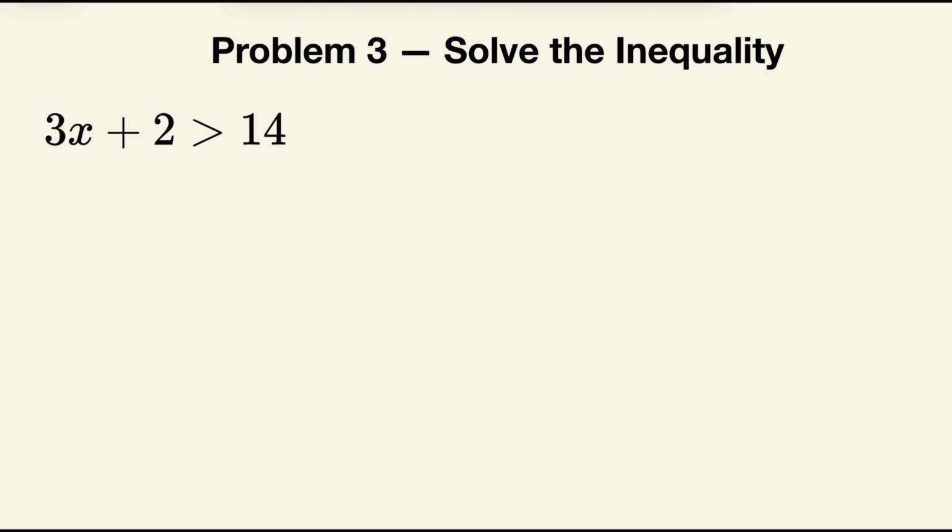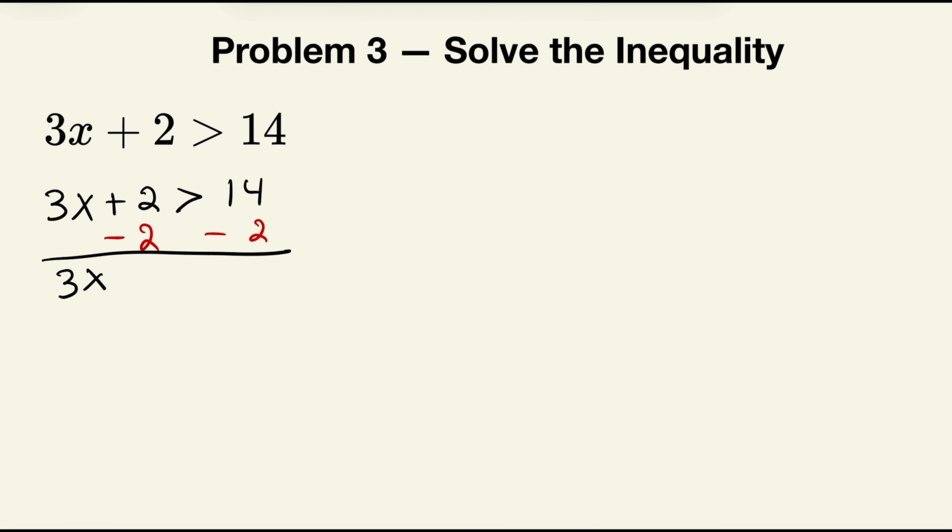Okay, so for problem number 3, we're going to solve the inequality. I'm going to start by rewriting it so that way you can see the original inequality problem and it keeps everything clean. And so the first step we're going to take is to subtract 2 from both sides, from the left and from the right. And when we do that, we are left with 3x, because notice the plus 2 and minus 2 cancel out. That is 3x is greater than 14 minus 2, which is 12.